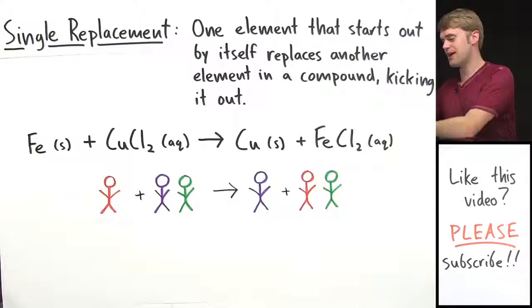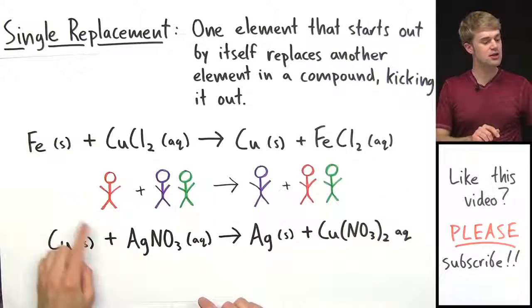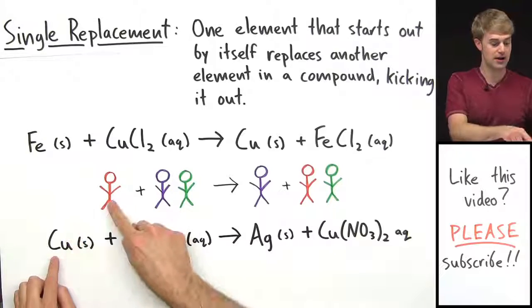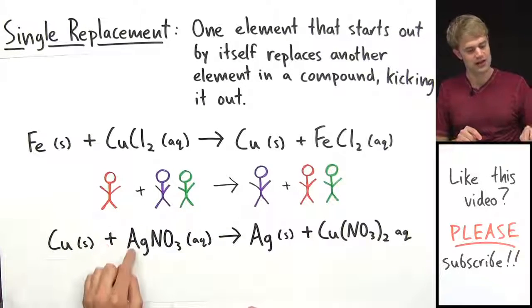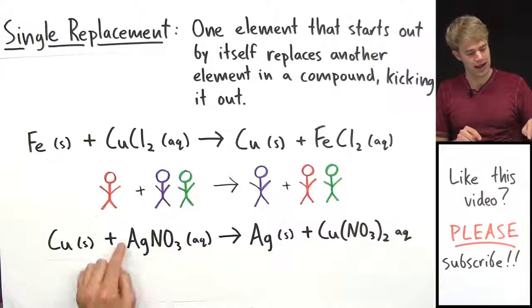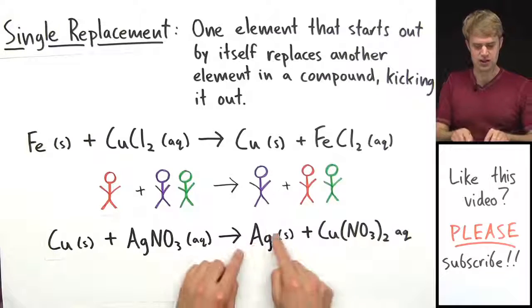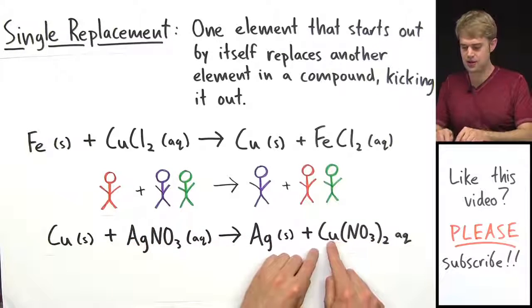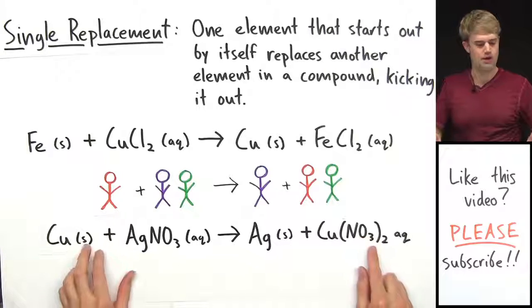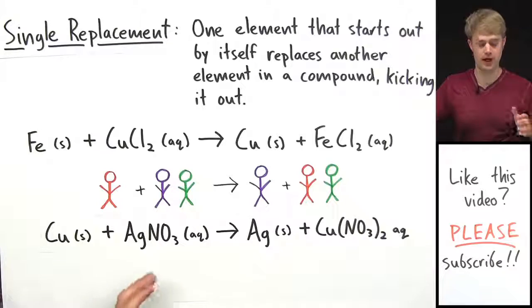Here's one more example of a single replacement reaction. You can see how this works. Cu in this case is the red character, and Cu goes to a dancing couple of Ag, silver, and nitrate, AgNO3. Cu boots out Ag, so Ag ends up by itself, and Cu takes Ag's place by pairing up with NO3. So that is how a single replacement reaction happens.